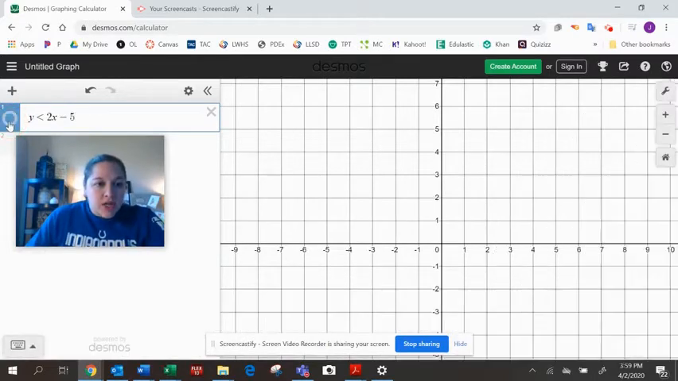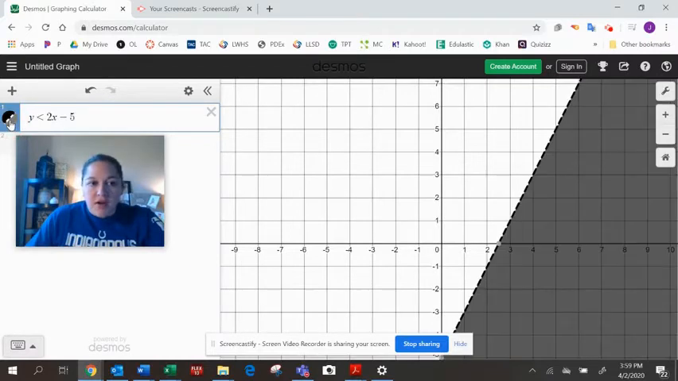You can actually turn this one on and off over here. So I see this one has shaded with a dashed line, which we should have expected because I've got less than as my symbol. And then it's shaded below, which we should have expected, like we've talked about, because again, I've got less than. So I've got it shaded below and with a dashed line.